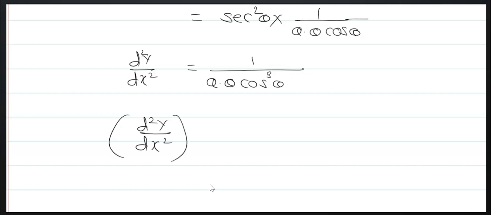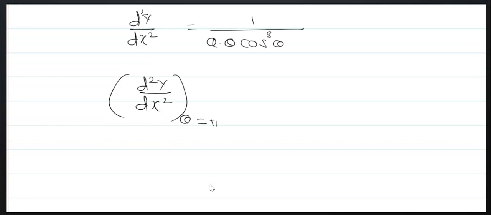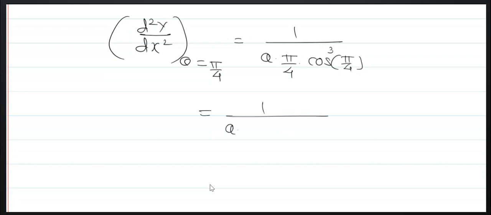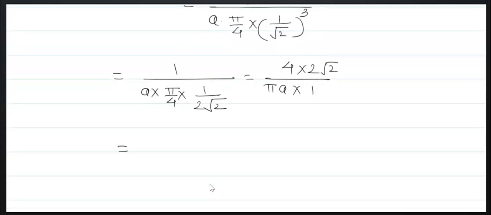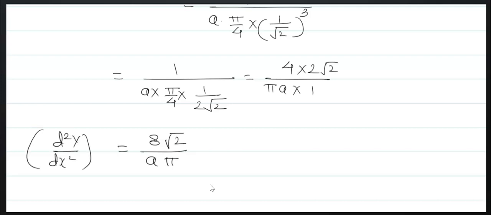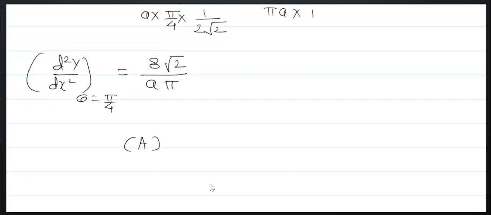But we want to find it at θ equal to π/4. Therefore, 1 upon a into π/4 into cos³ of π/4. Cos³ π/4 means (1 upon root 2) cube, which is 1 upon 2 root 2. Simplify. After simplification we will get 8 root 2 upon πa. Therefore, option A is the correct one.